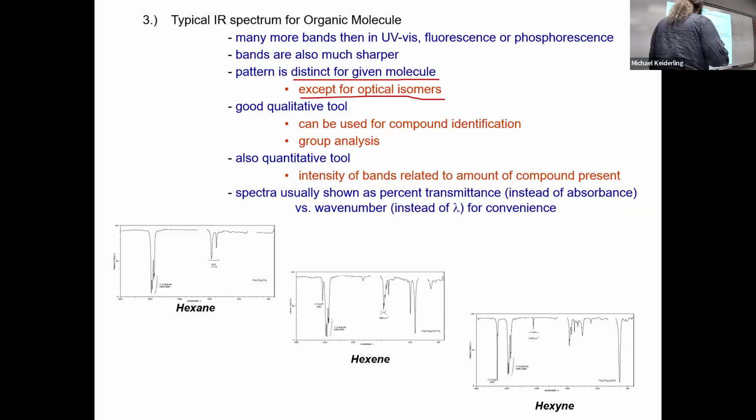This makes it a very good qualitative tool. It can be used very well for compound identification. That's what we're going to do for our first lab. We're going to use IR to identify a variety of compounds. Kind of just a bunch of random stuff.